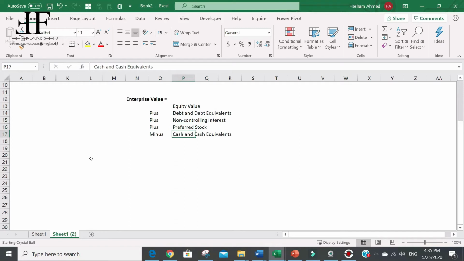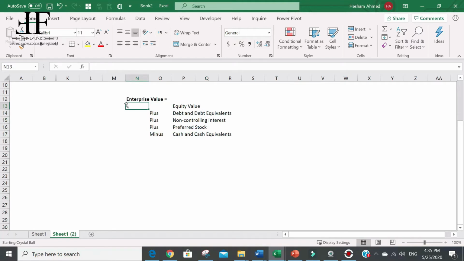But if you have any cash available in your balance sheet, you need to deduct this cash from the calculations. Why? Because in the enterprise value we need to consider the value of the operations, and the cash and cash equivalents, and some other people also say short-term investments, are not related to the main operations of the business. So we need to deduct the cash and cash equivalents. If you consider all of these, you will be able to reach the enterprise value.